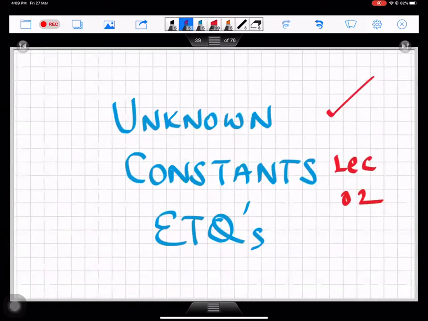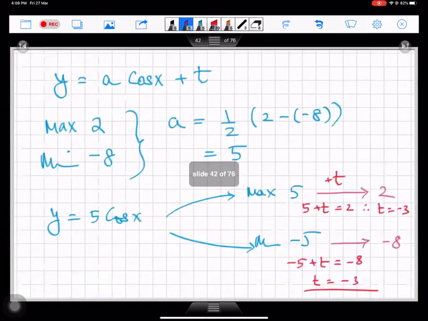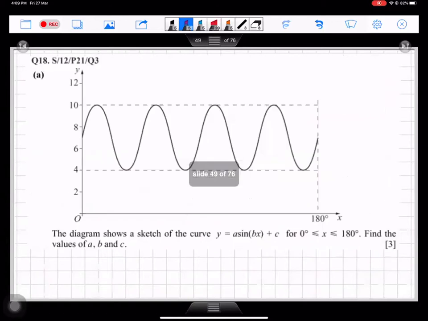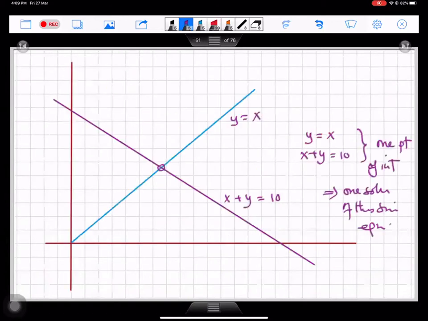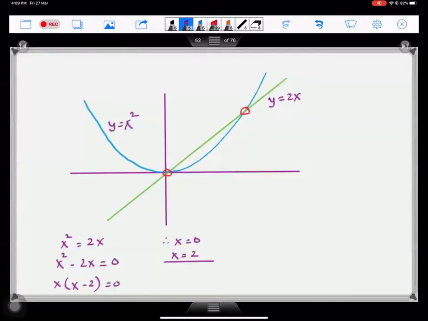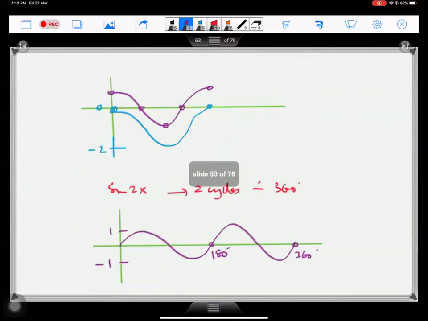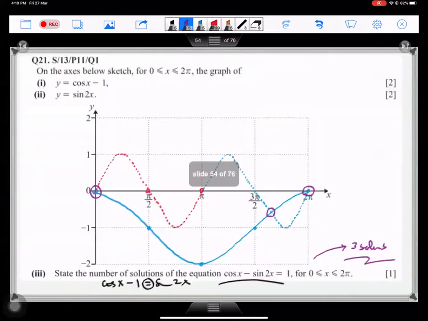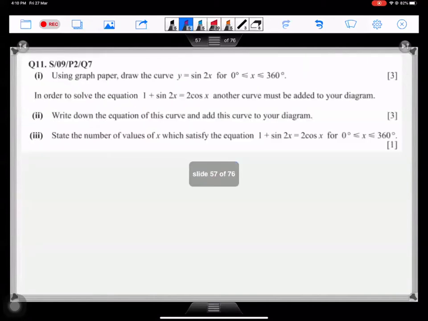Then questions regarding unknown constants, that was explained in the last class. Then questions regarding simultaneous equations. If you are drawing two graphs, the number of intersecting points is the number of solutions if they were to be solved algebraically. The previous one was a line and a line, one solution; a line and a curve, two solutions in this example. And then for two trig graphs, whatever the points of intersection are, that is the number of solutions, and that is all you have to worry about.